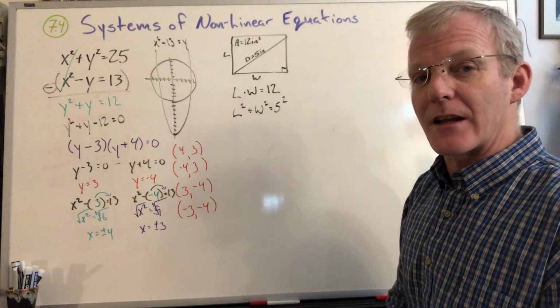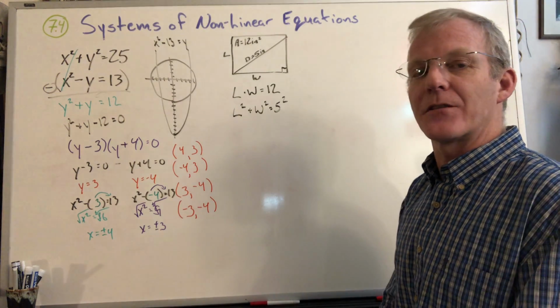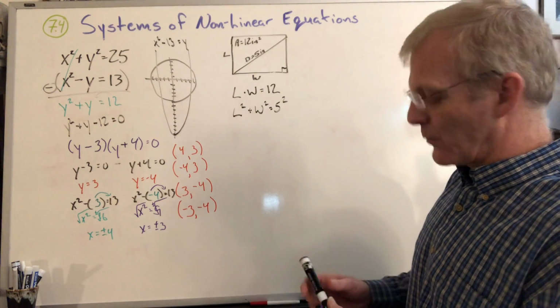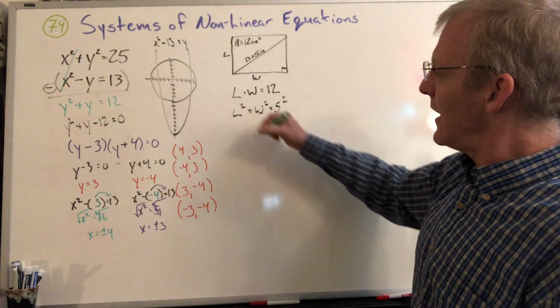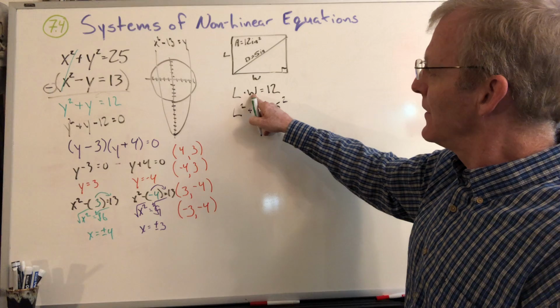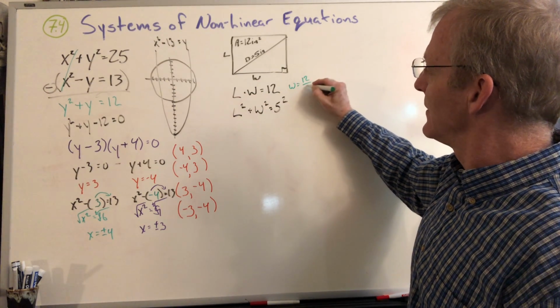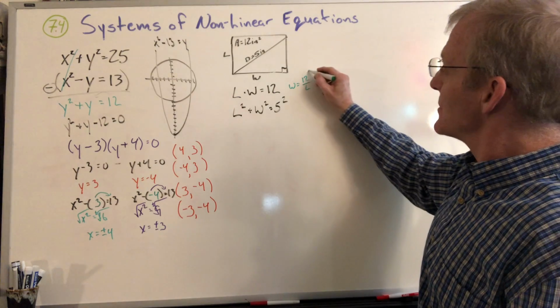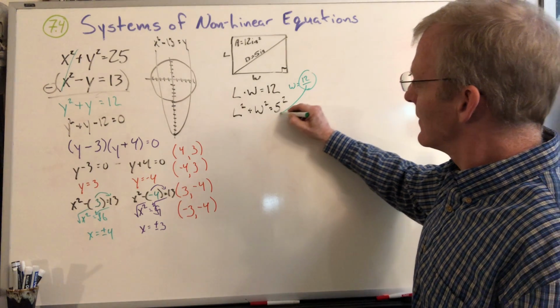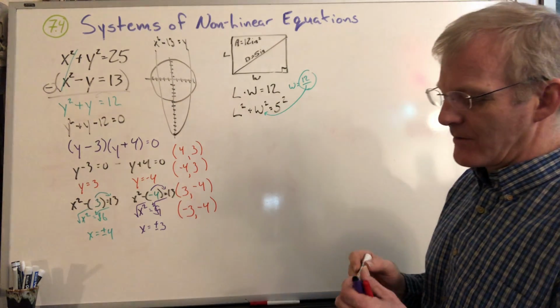So I'm going to get you started, and then I'm going to let you ask me later if you have more questions. So like I said, what we would do is let's take the W. Let's take the L and move it over and say width equals 12 divided by length. So now we know the width.